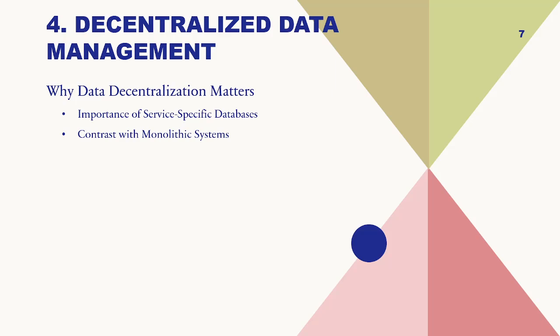As for second, contrast with monolith systems. In monolithic architecture, all services typically share a single database, which can lead to bottlenecks and data conflicts. For instance, if the central database becomes overloaded or needs an update, the entire application can be slowed down or go offline. Microservices avoid this issue by ensuring that each service controls and only accesses its own data.